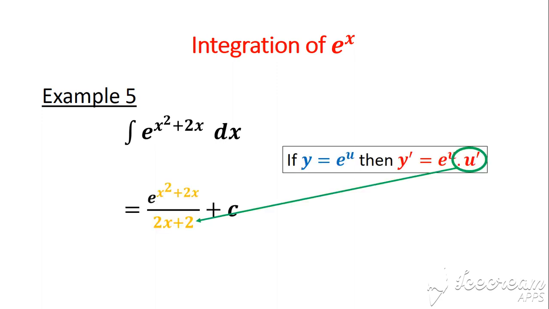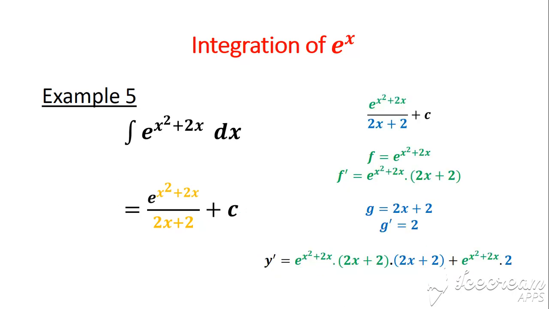And you may think it's as easy as this. E to the power of x squared plus 2x all divided by 2x plus 2 plus our constant c. Now you're thinking, yeah, that's what I would have done because 2x plus 2 is the derivative of x squared plus 2x. But unfortunately, it's not that simple. That's because the function u is more complicated and it's not just a number. We can do this if u dash is just a number.